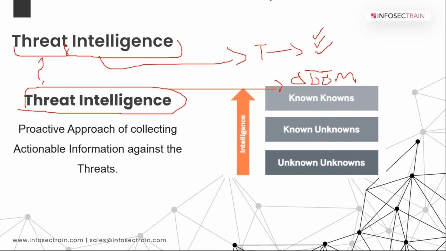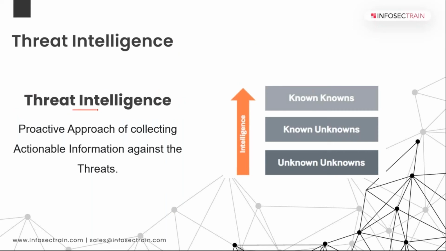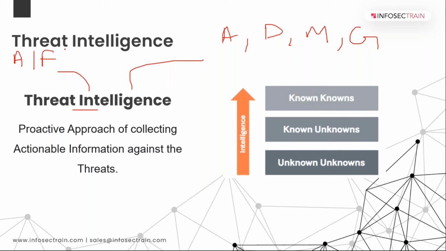By buying and collecting threat intelligence, you get to know attacker profiles A, D, M, G that can attack my organization. How is it collected? Based on intelligence against your organization. Let's say your organization is in Asia and in the finance sector. We can easily look at the threats and adversaries targeting organizations in this particular area. So threat intelligence is where we collect this information.